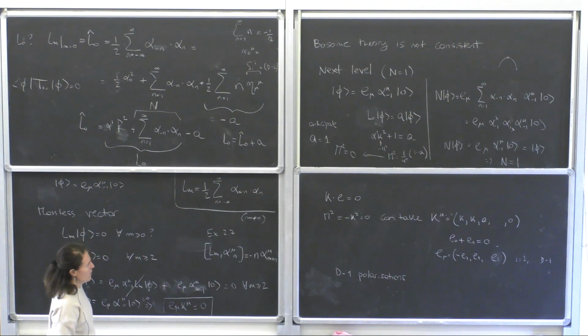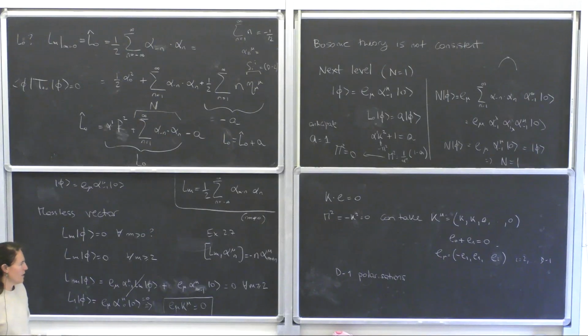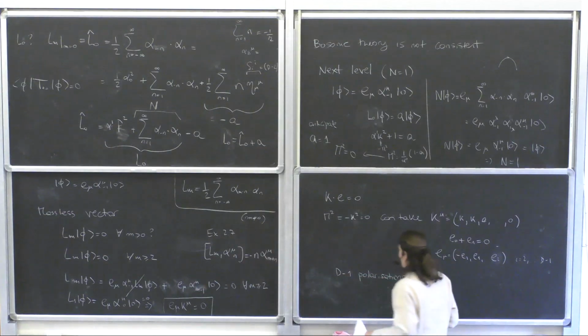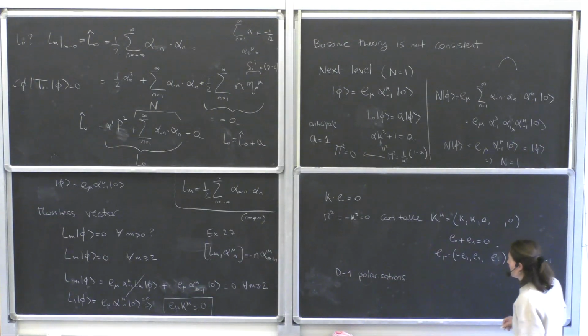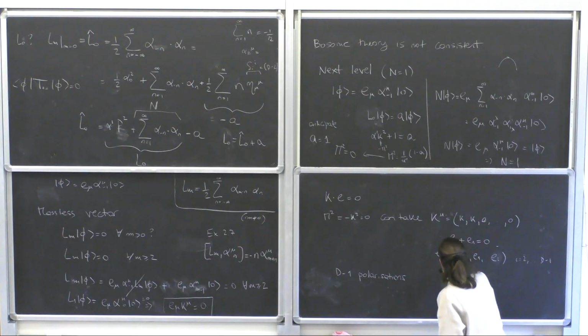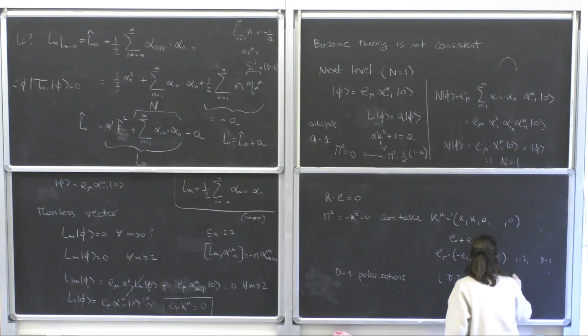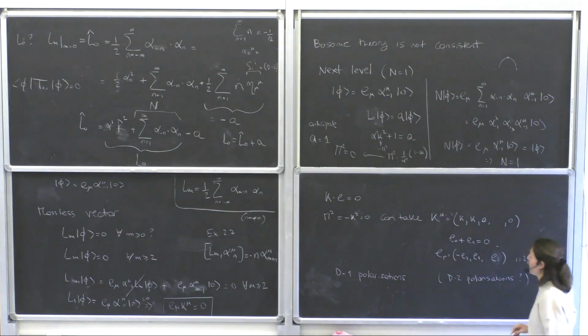But this is not very nice. So how many polarizations does a massless vector have in 4 dimensions? 2. So D minus 2. I don't like this too much. I would like to have D minus 2. So we will get D minus 2 after the 5-minute break.